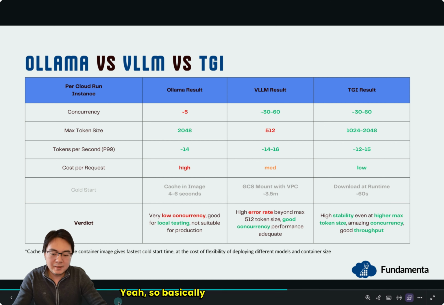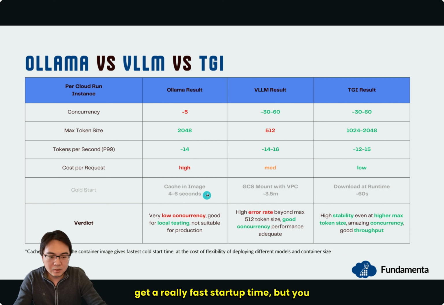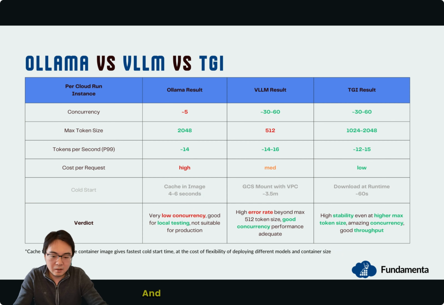So basically, caching the model in the container image gives you the fastest cold start time, but at the cost of flexibility in deploying different models and container size, right? If you bake it in here, although you get a really fast startup time, you have to deploy lots of different images, and also when the RAM goes up to a certain size, you can't fit it in anymore, right? So this is one of the issues in there.